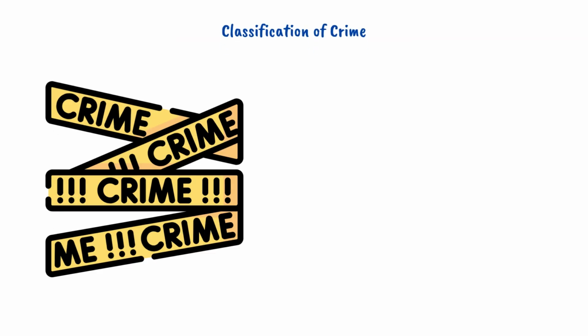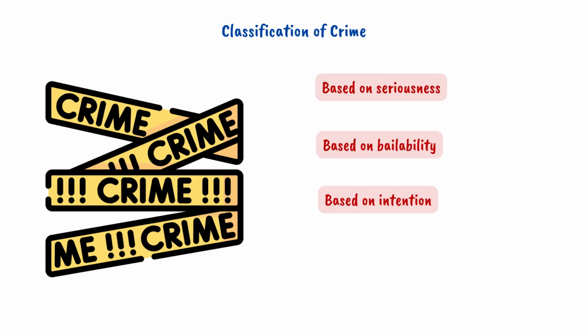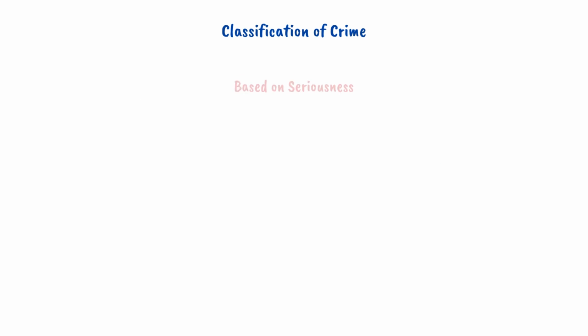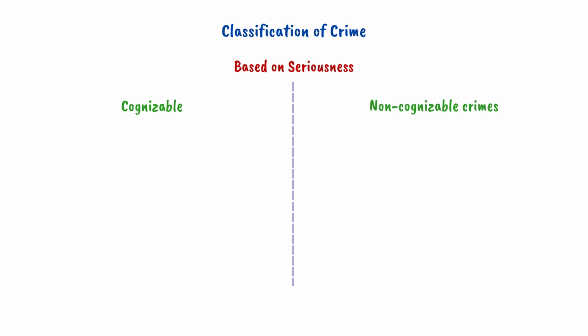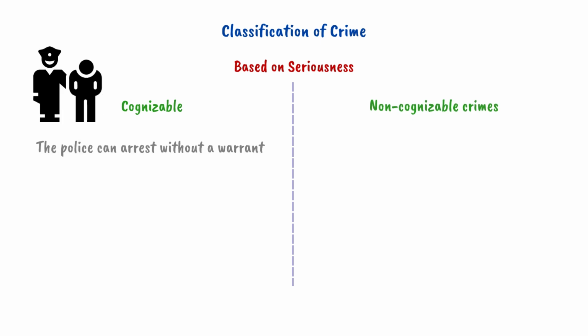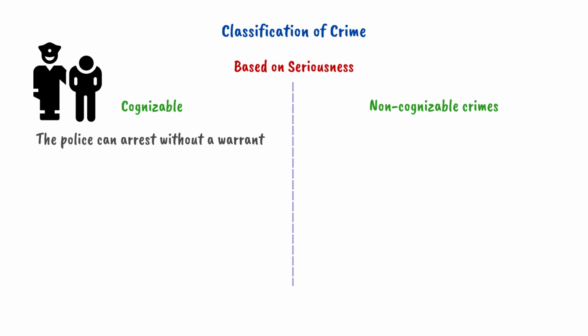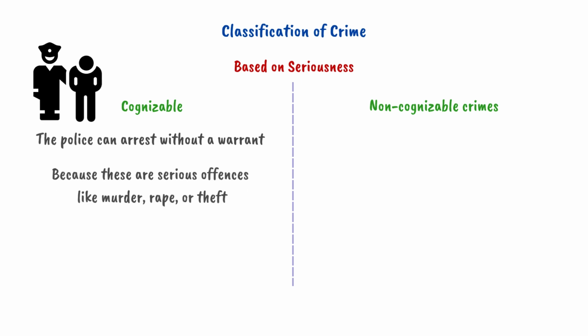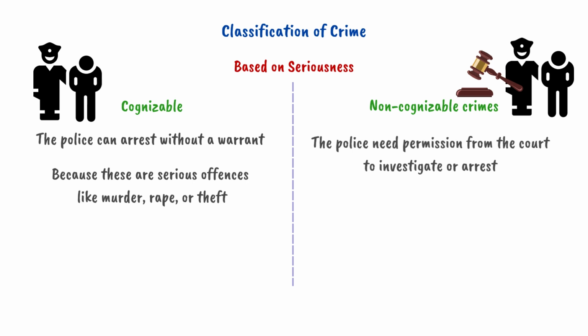Now let's look at how crimes are classified. There are many ways to group crimes based on seriousness, on bailability, intention, or even who the victim is. Let's go step by step. Based on seriousness, we have cognizable and non-cognizable crimes. In cognizable crimes, the police can arrest without a warrant because these are serious offenses like murder, rape, or theft. In non-cognizable crimes, the police need permission from the court to investigate or arrest, like defamation or public nuisance.